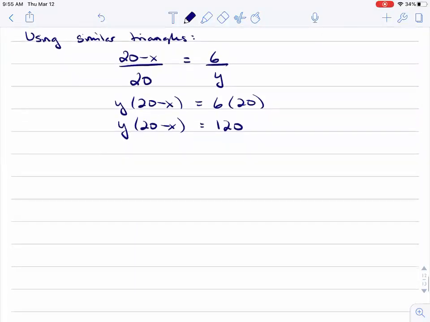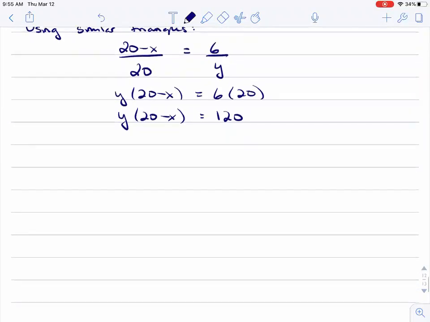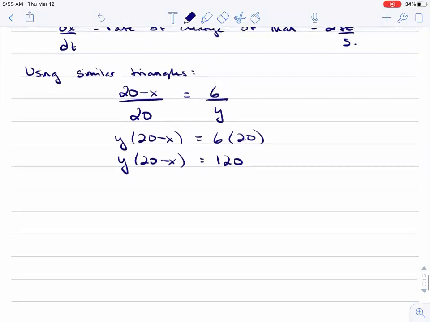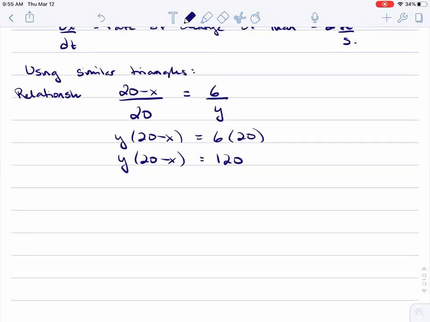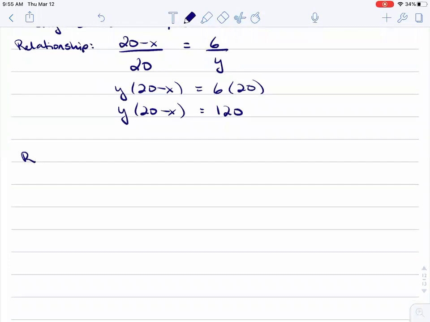So if we use similar triangles, then the relationship, we set it up that way. Oh my goodness, I'm way out of time, aren't I? The related rates.